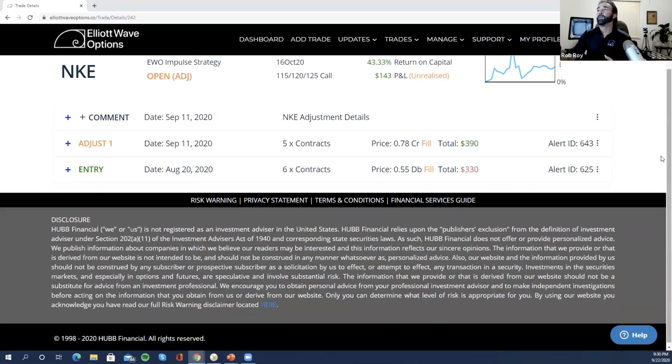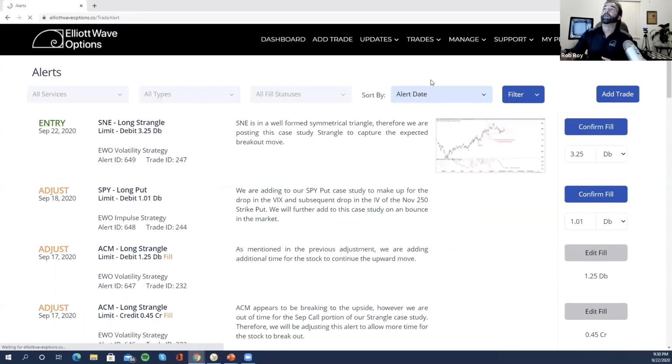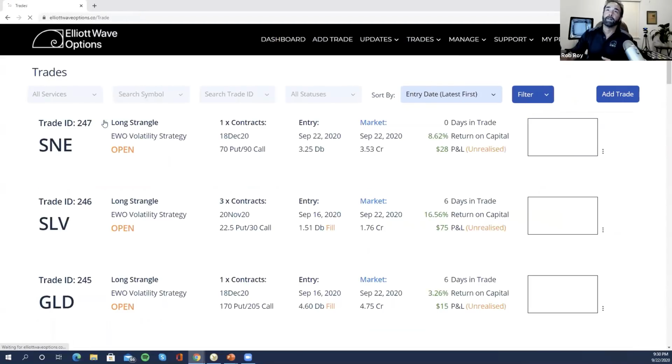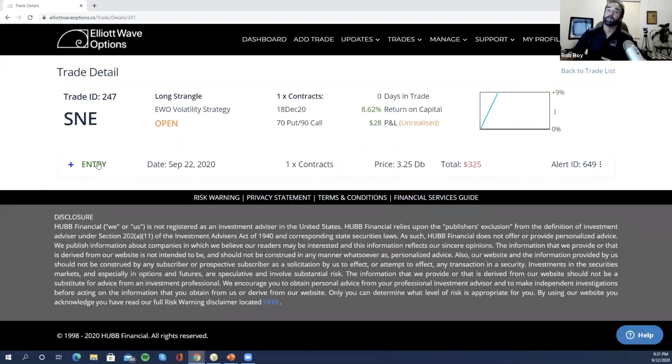So the other one that I wanted to show you, because we didn't close anything this week with the market, is the newest one that we sent out. We sent out a new alert today, and that's on Sony, SNE. As you can see, it's in the volatility strategy, which is a really good place to be, especially when you're in this in-between. Where's the market going to go from here?